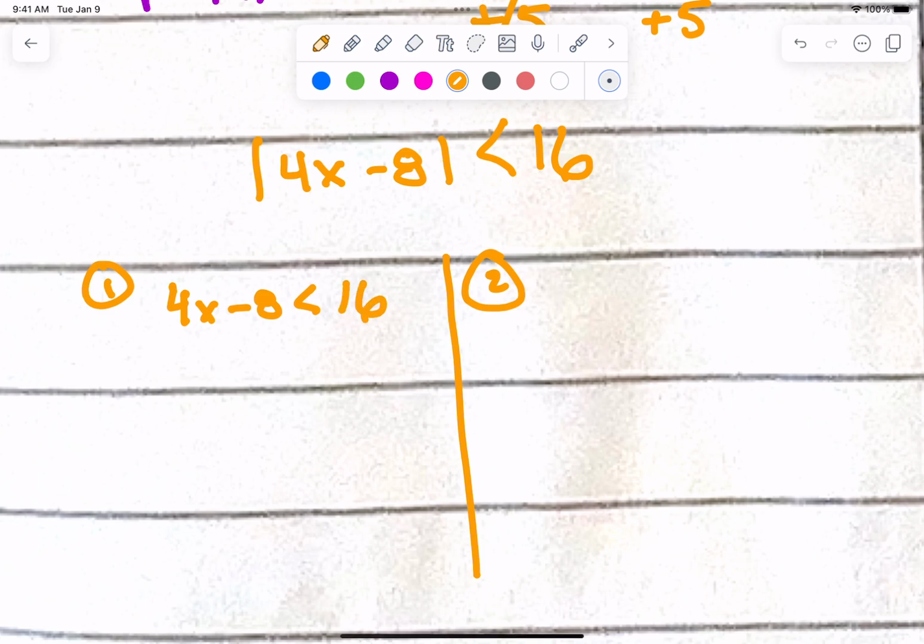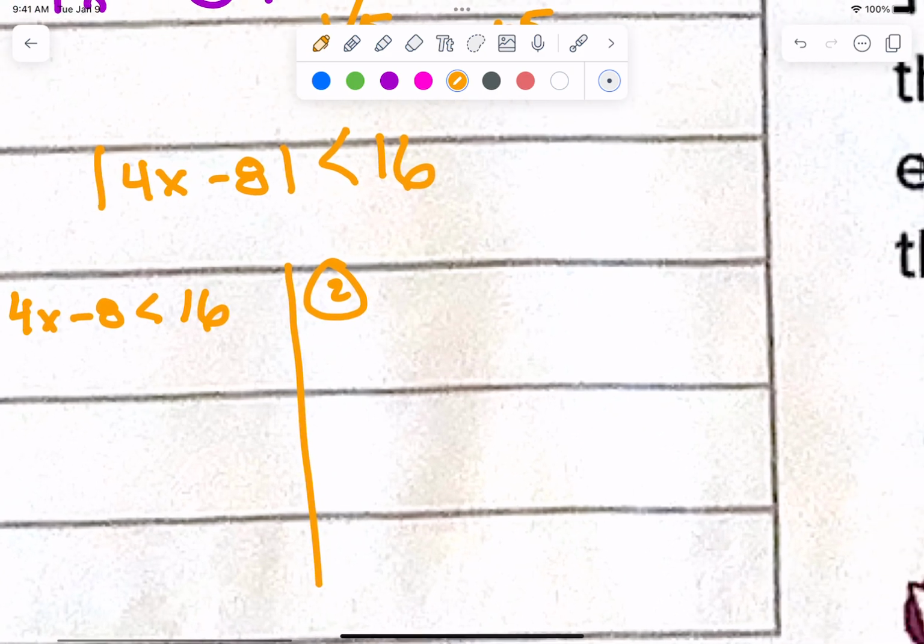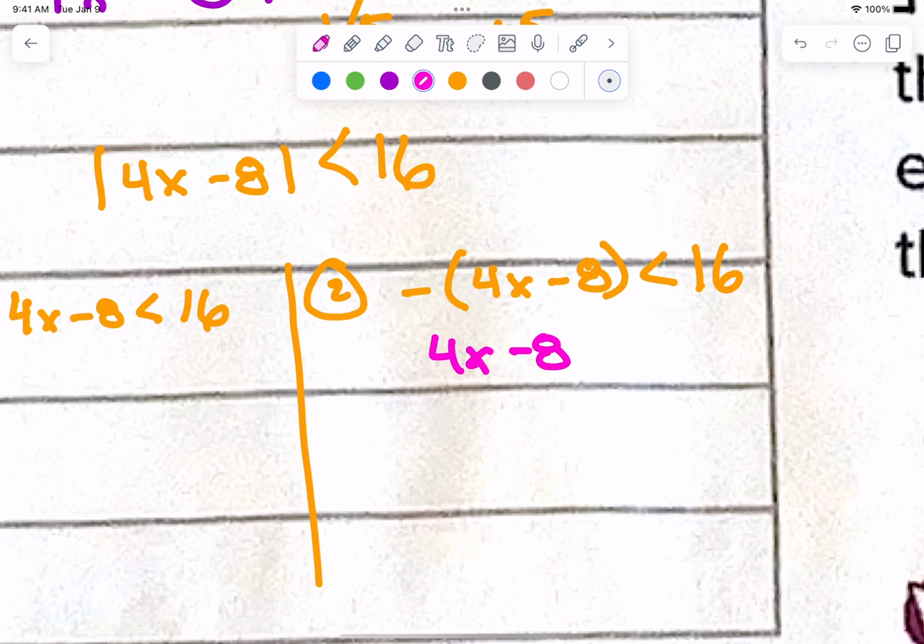Okay? Got it? Now the second one. All right, are you guys watching this? Let me explain how this works and then you'll understand. The next one, don't write this down. Just watch. Negative parentheses, 4x minus 8 is less than 16. When you guys did this last year, did you just leave it as 4x minus 8 is greater than negative 16? Did you guys do it that way?